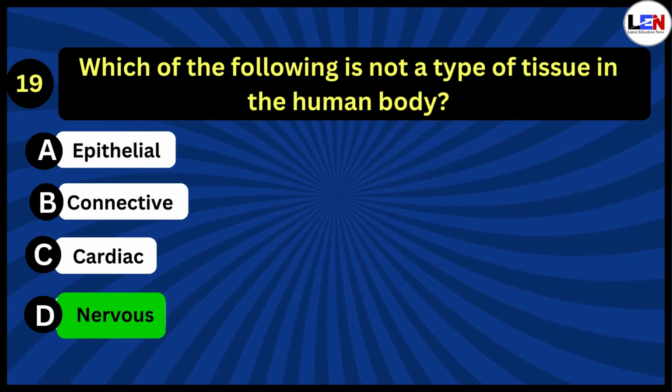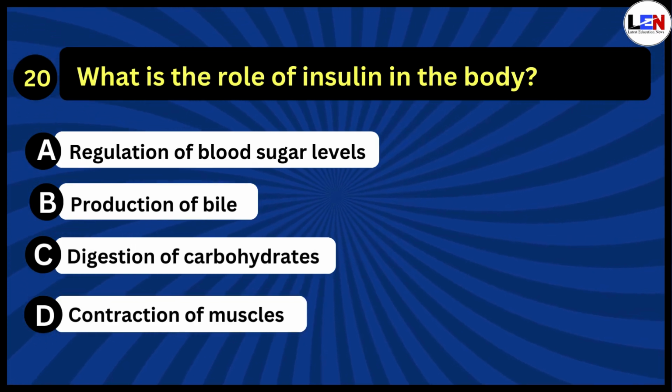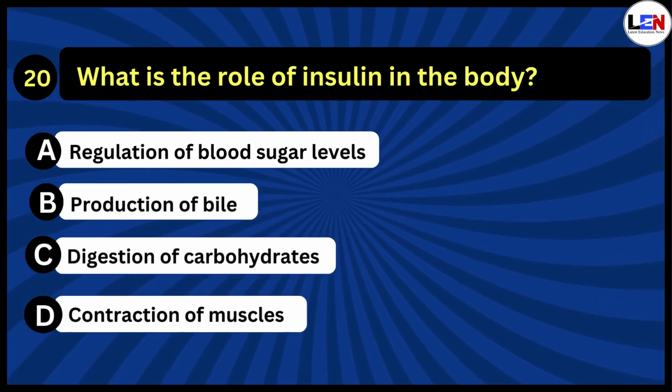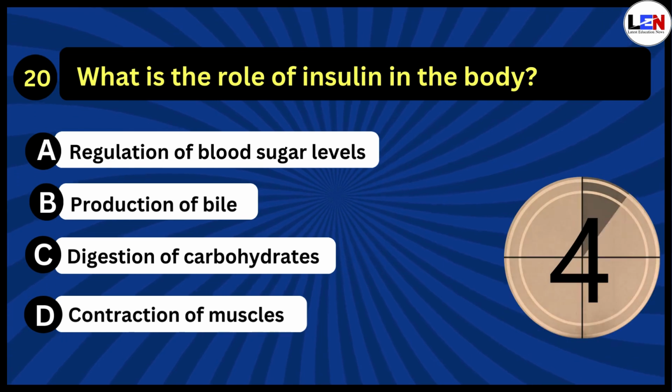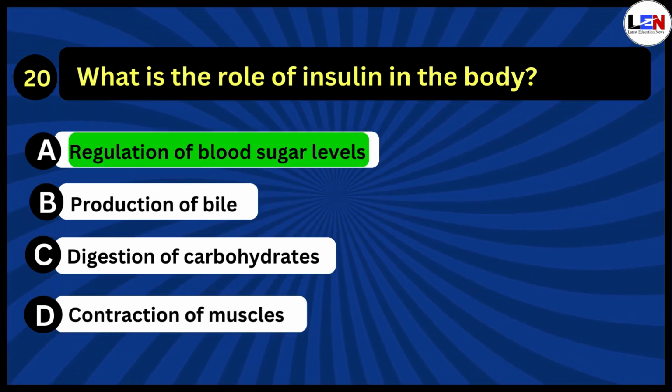Which of the following is not a type of tissue in the human body? A. Epithelial. B. Connective. C. Cardiac. D. Nervous. The correct answer is option D. Nervous.